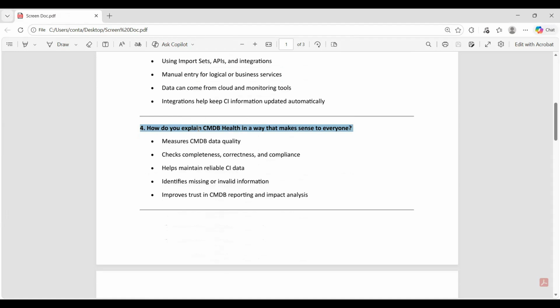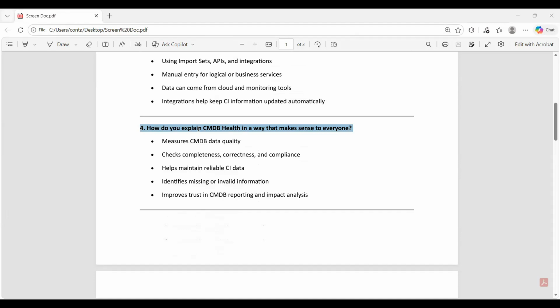How do you explain CMDB health in a way that makes sense to everyone? A very simple way to explain CMDB health is this: CMDB health tells us whether the CMDB is actually reliable and useful. Okay. It mainly focuses on 3 things. The first one is completeness.